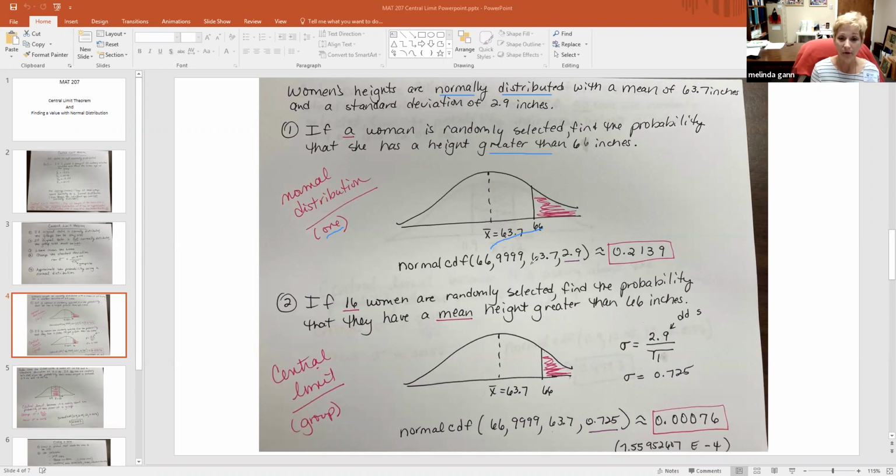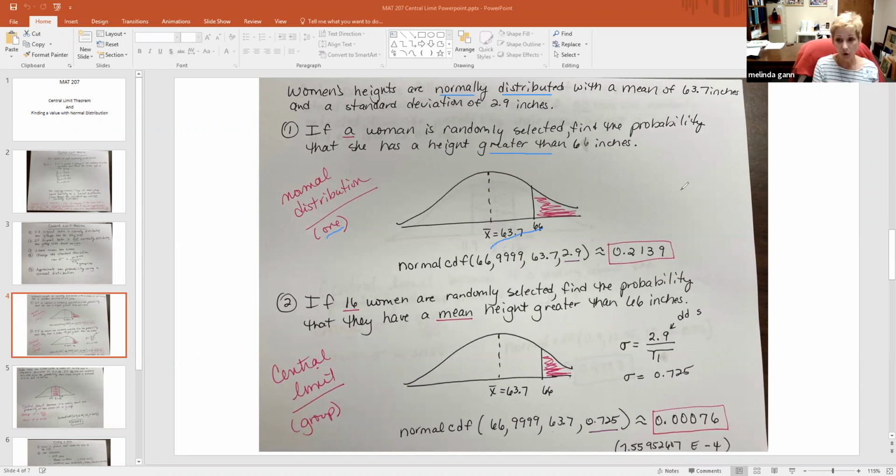So then remember, this is my mean and this is my standard deviation. So regular normal curve, left endpoint, right endpoint, mean, and standard deviation. And my probability came out to be 0.2139. Okay, easy peasy.